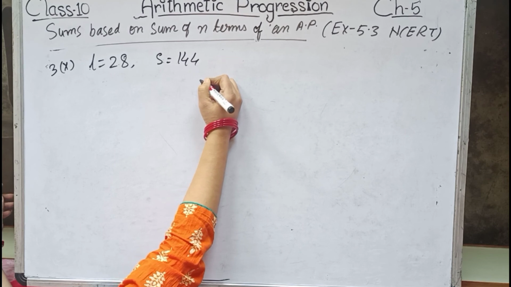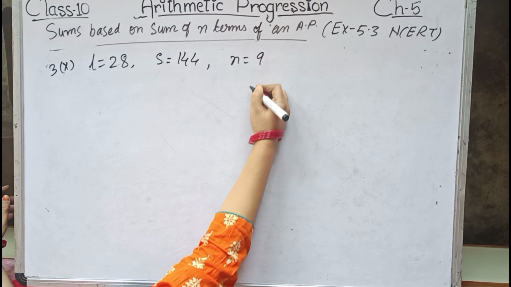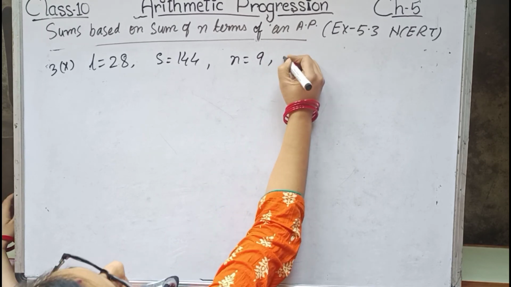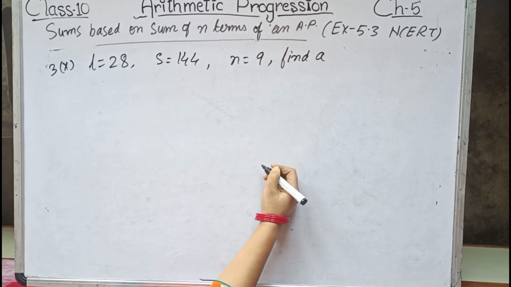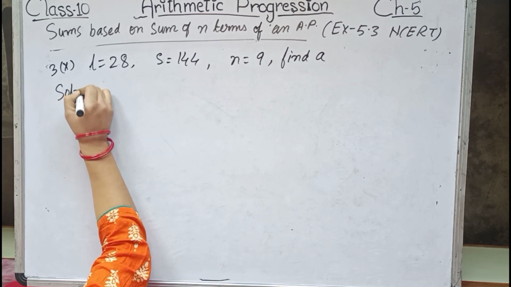And there are total 9 terms. N equals 9. And we have to find A. So the solution.